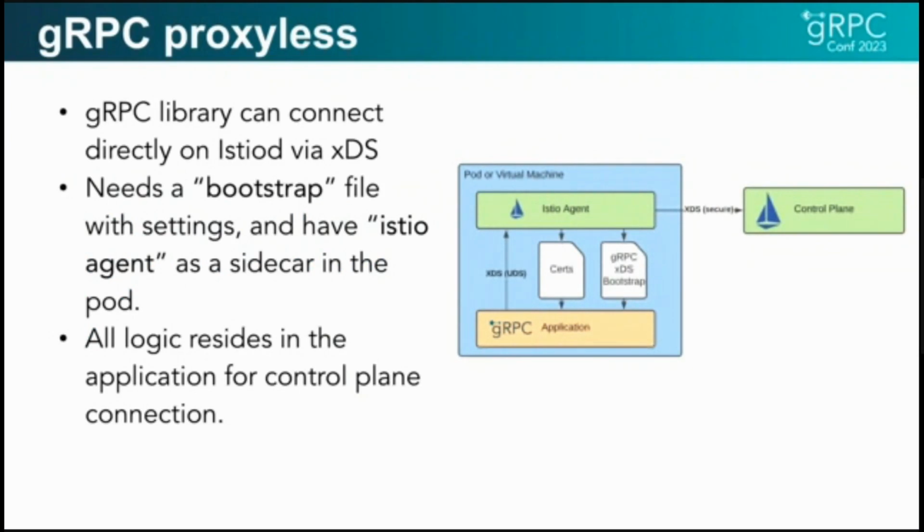So the gRPC proxyless, as the other keynote was talking, you have this library inside your own Go code. You have a data plane inside your own application. You don't need the proxy, you don't need Envoy anymore. And this is pretty cool. There are some advantages, but you still need to bootstrap a file, and you still need the Istio agent to get this information on how you're going to connect to your control plane and do the xDS conversation. The trait here is that all logic resides in the application for the control plane connection.